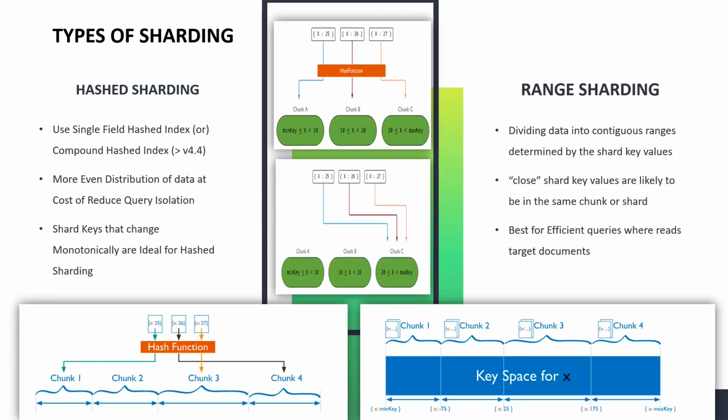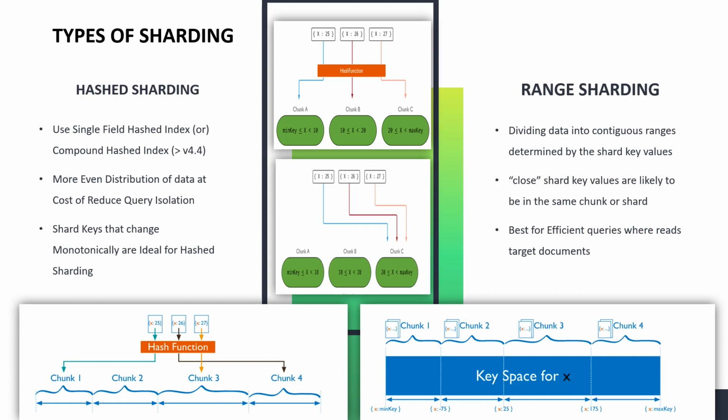Let's look at the sharding types. We have two types of sharding. The first one is hashed and the other one is range. In hashed sharding, the field value is based on the hash function that gets generated from the hashed index, or the compound hashed index in version 4.4. Since a hash function is being used, the data is more evenly distributed, but at the same time you will not be able to isolate the data in one particular shard. So hashed sharding is best suited for highly monotonically changing data, like a date and so on.